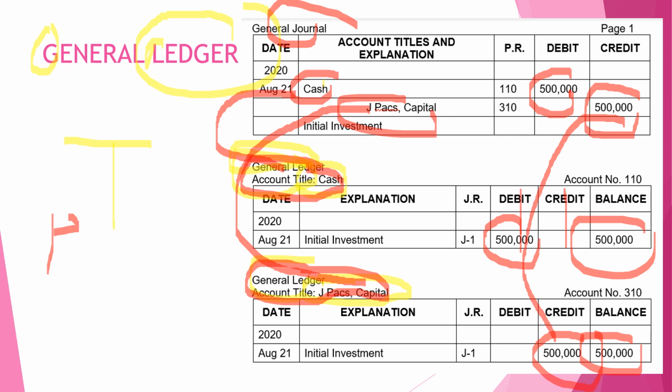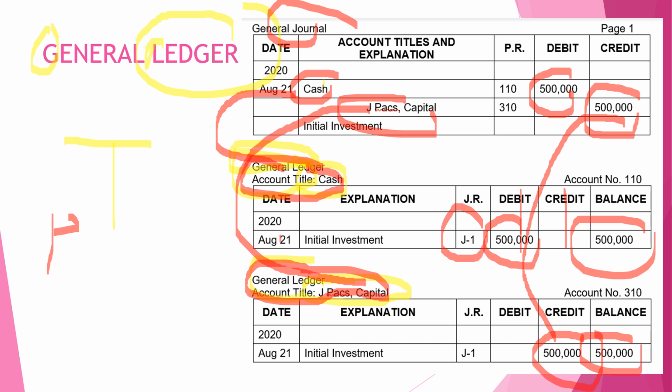From the journal, copy the date of the transaction to the ledger. So you copy it here, August 21, August 21. And under the journal reference, copy the page number of the journal. If this is page 1, can you see here? This is a general journal. This is the journal reference, J stands for journal, and page 1. So that's why it has J1.